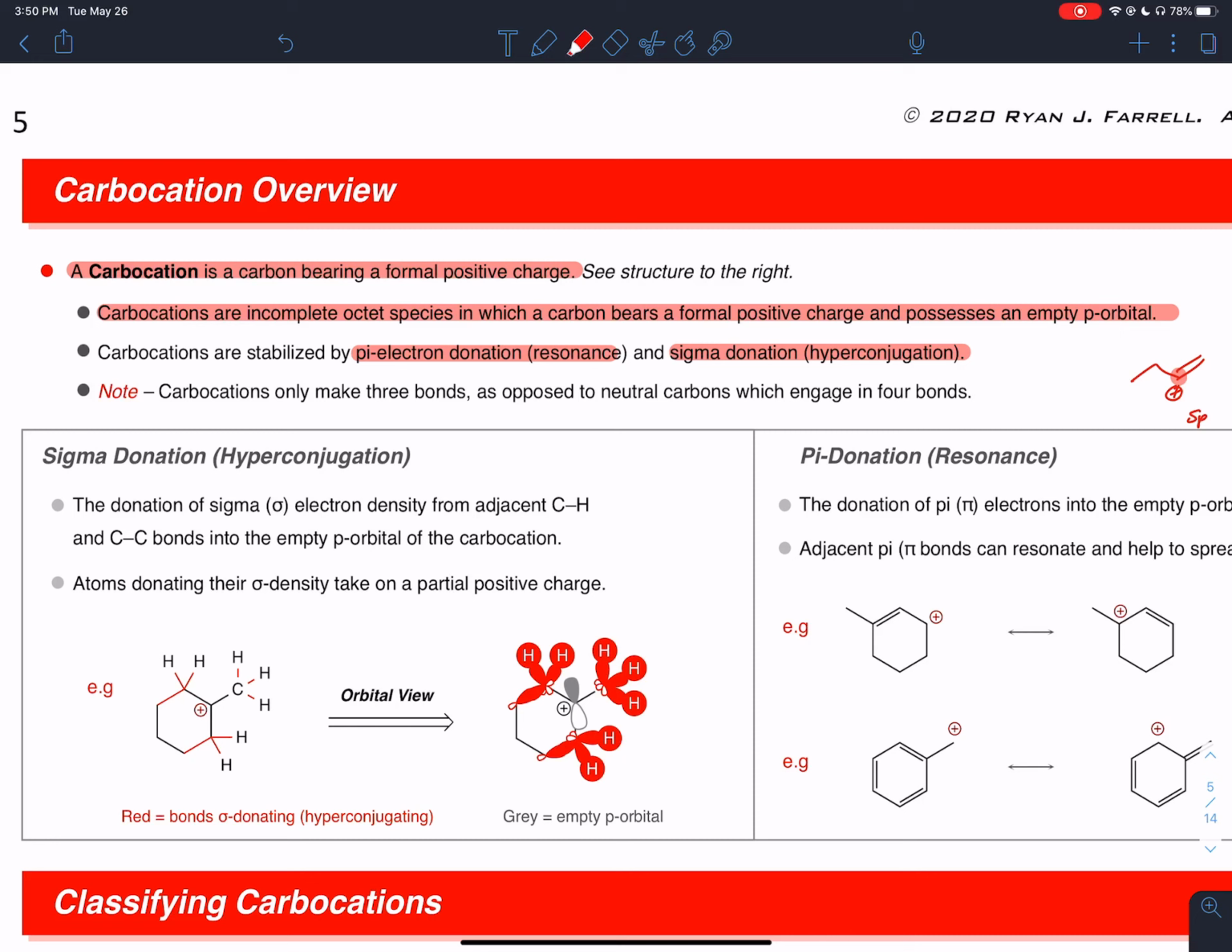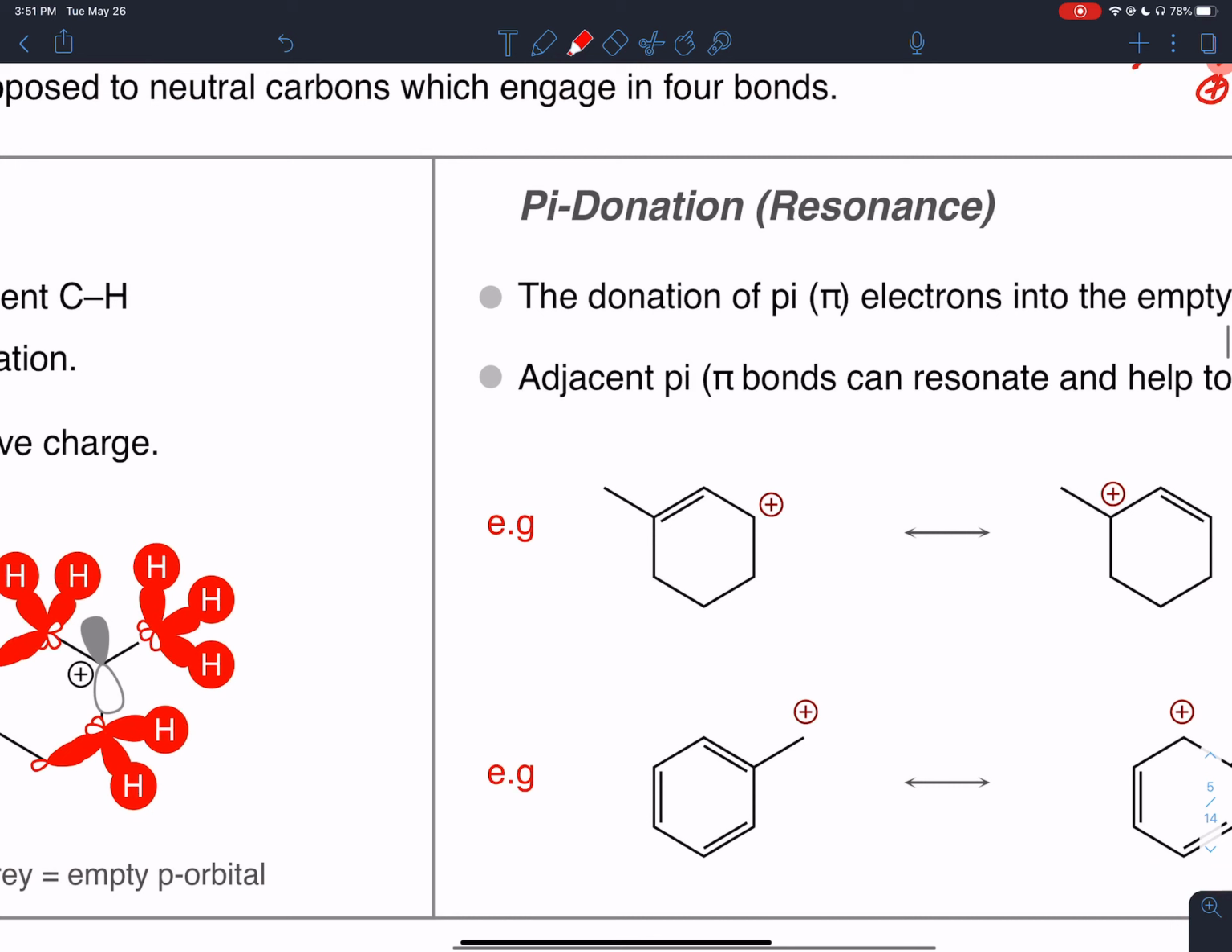But I really want to stress this. When you see a carbocation, I want you to think that carbon is only making 3 bonds, as opposed to neutral carbons, which engage in a total of 4 bonds. That's really important so that you can remember if there should be a hydrogen there or not. For instance, you see this carbon is positively formal charged, you only see 2 bonds visually. The third bond that it would possess is to a hydrogen atom, okay?